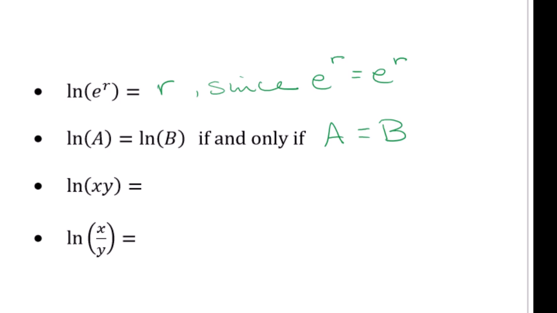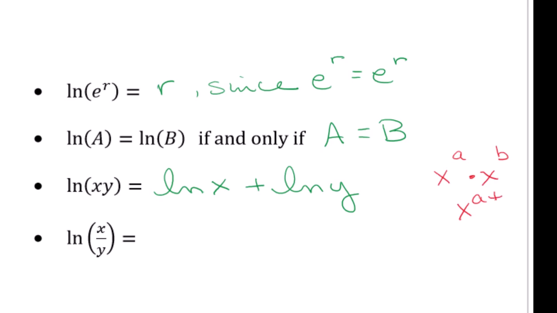Now the last two we can use if we are solving logarithms or potentially exponentials as well. If we have a natural log of a product, x times y, we can write it as two natural logs, natural log of x plus the natural log of y. This comes from the exponent property, x to the a times x to the b equals x to the a plus b. When multiplying like bases, we add the exponents.